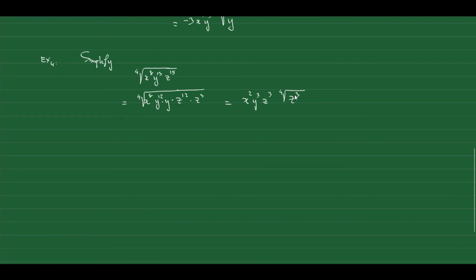Okay. Alright. So that's the strategy. You're gonna split up into something so that the index goes into the exponent. Okay. Index going to exponent.